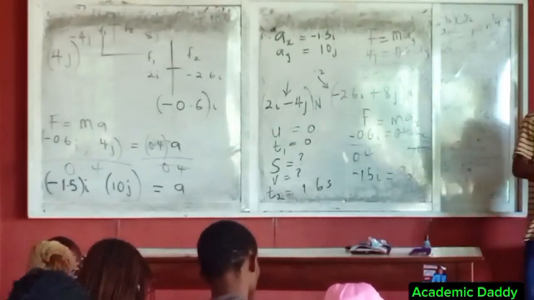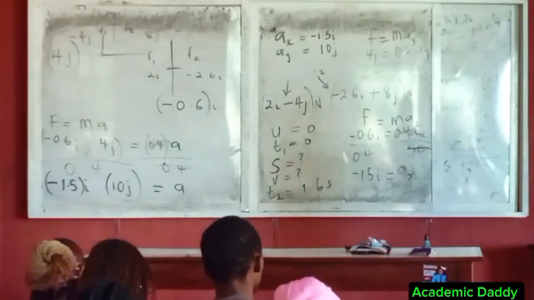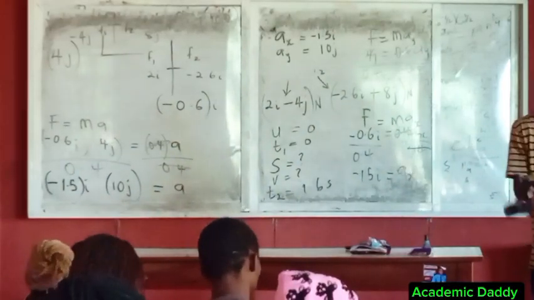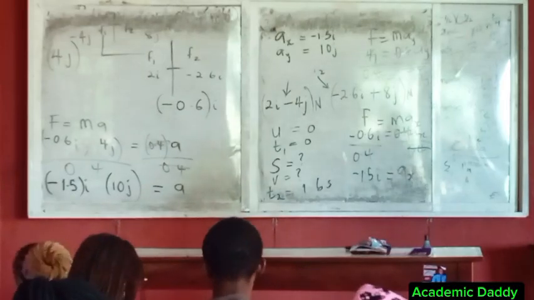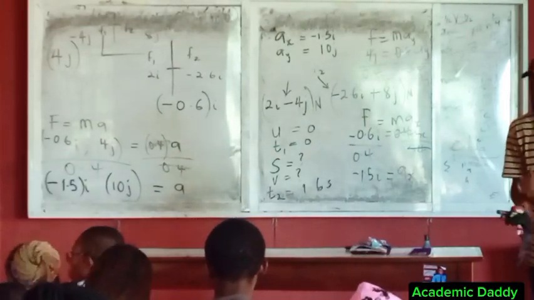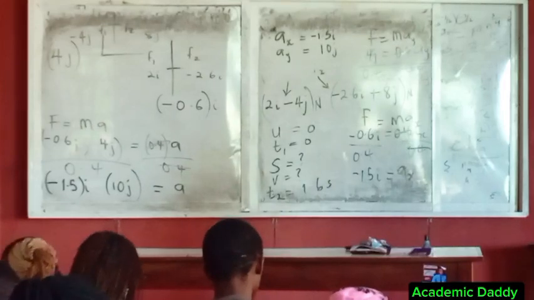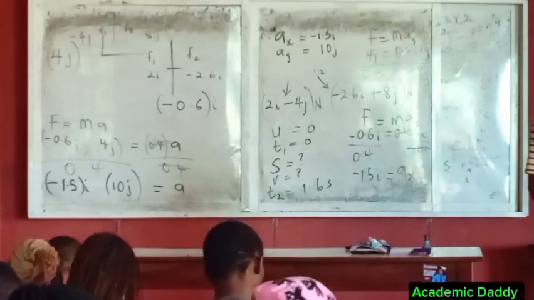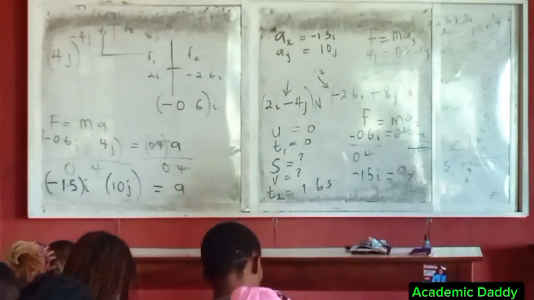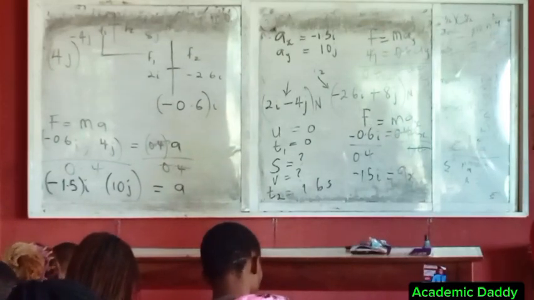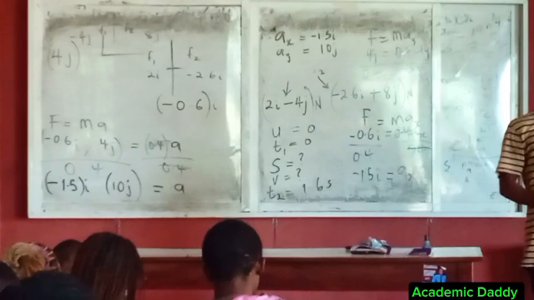So what I did is to find acceleration. Since I have force on the x-axis and force on the y-axis, I'm getting acceleration on the x-axis and acceleration on the y-axis. The minute I'm through with that, I see if I can get position, displacement in the x-axis and y-axis. See if I can get the velocity in the x-axis and y-axis. When I'm through with doing this, that's where I can now say, okay, let me now find the resultants.